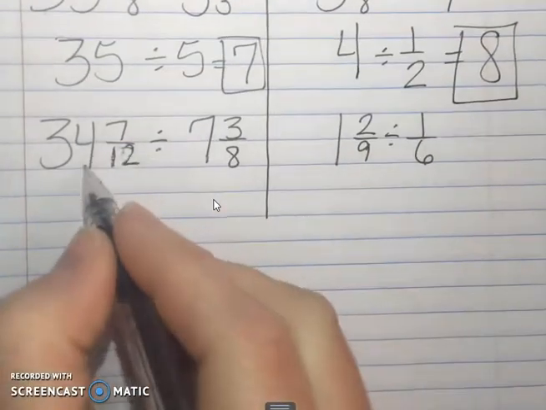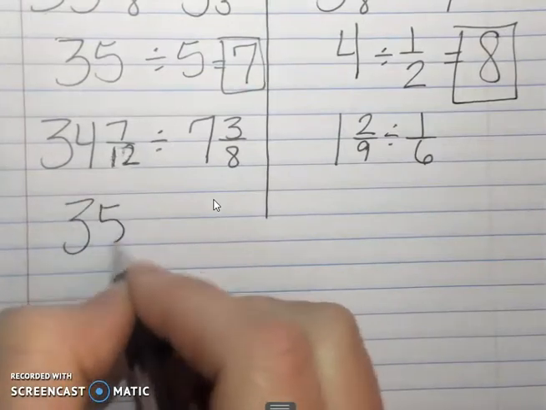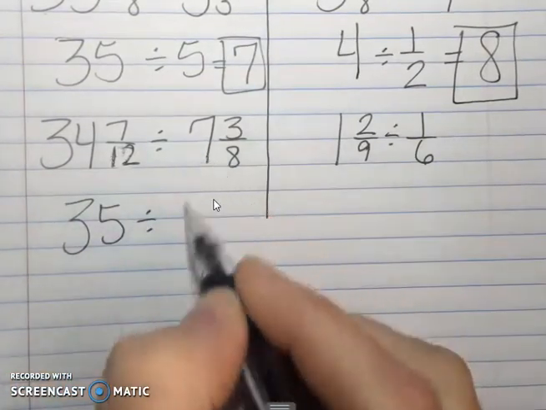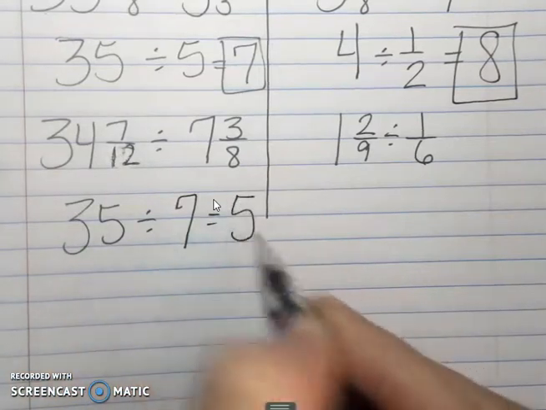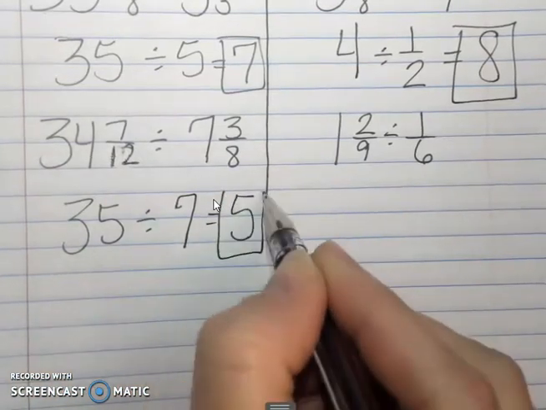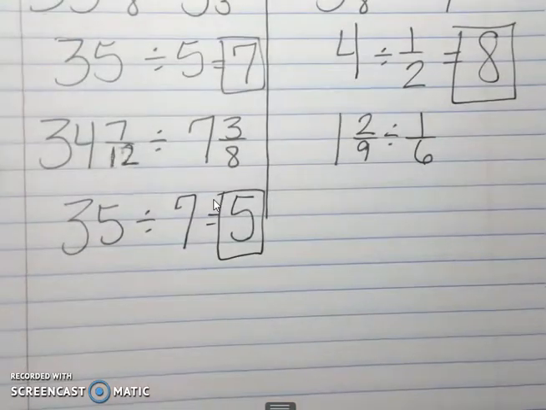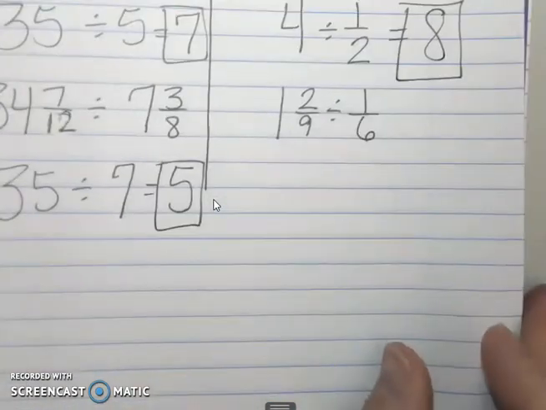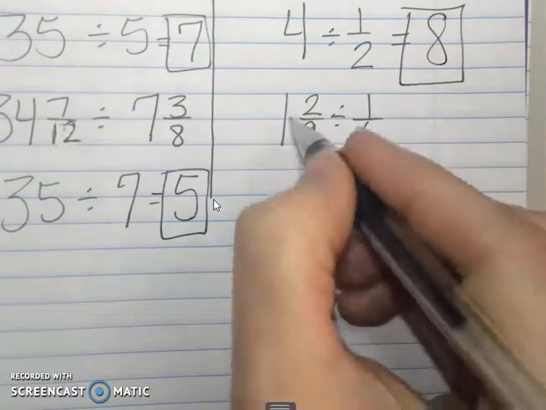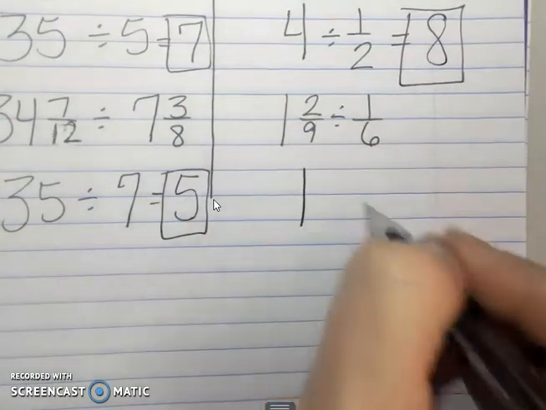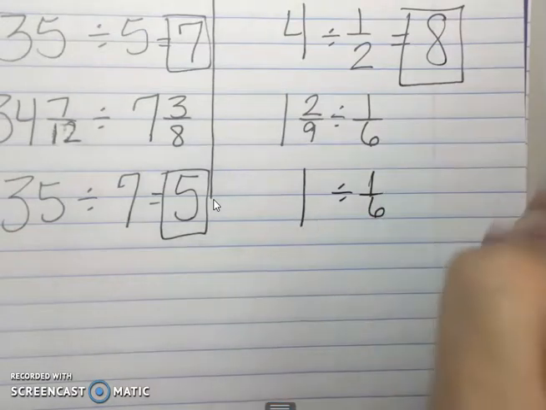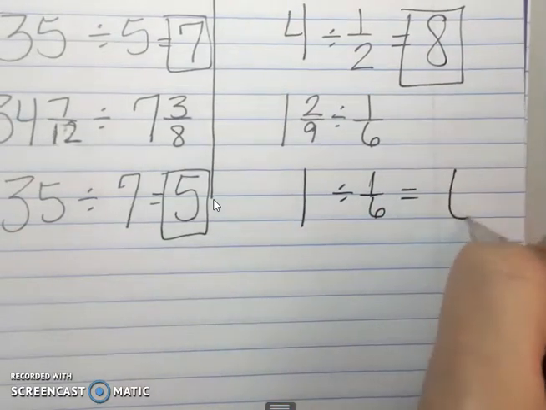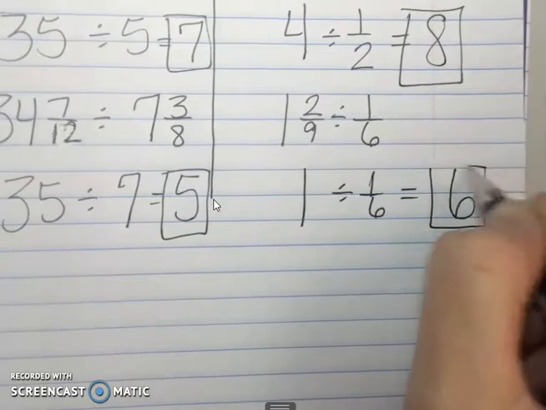Next, I'm going to go ahead and round up to 35. And I'm going to keep this at 7 because 35 divided by 7 is 5. You really need to know your multiplication facts. Alright, and on this one, I'm going to go ahead and keep this at 1 whole. And I'm going to keep the 1/6. So how many 1/6 would it take to make a whole? It would take 6. So there's my estimate for that.